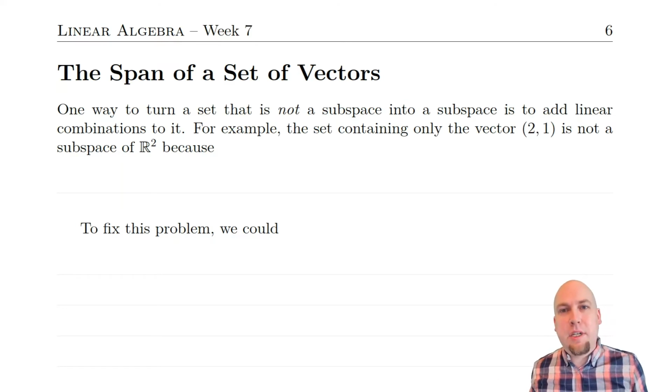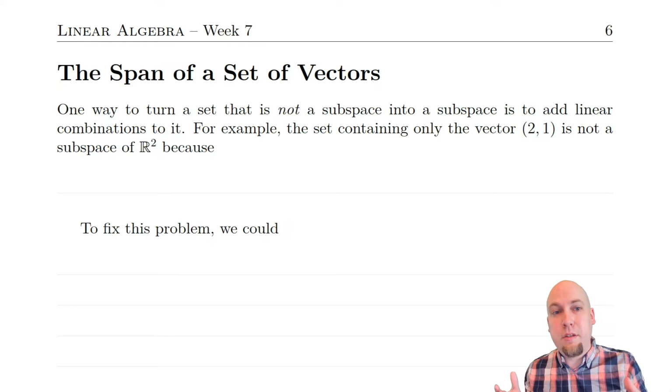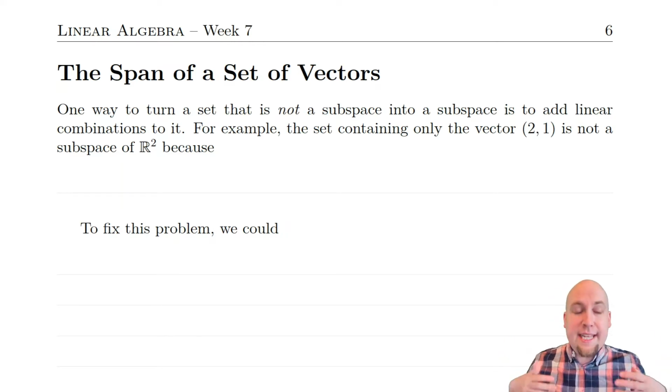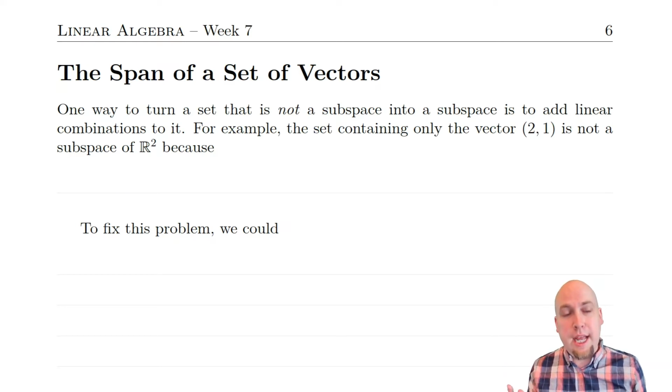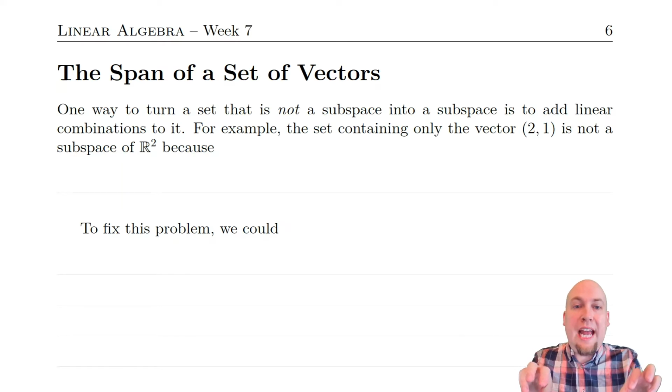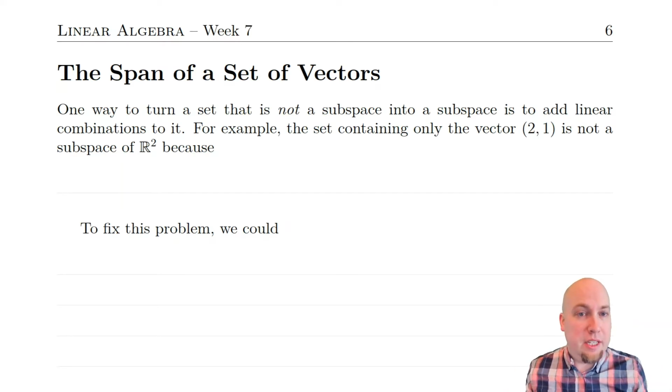In today's class, we're going to start looking at something called the span of a set of vectors. The idea behind spans is they turn any old set of vectors into a subspace. So they turn arbitrary sets of vectors into sets that have those extra two properties, the fact that they're closed under vector addition and closed under scalar multiplication. They're going to fix those two gaps in sets that don't satisfy those two properties.